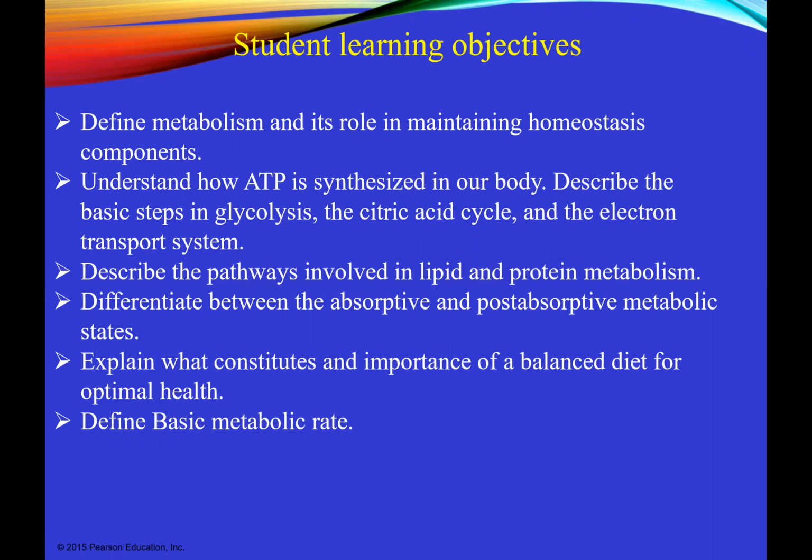The main learning objective is to understand what metabolism is and how it plays a defining role in homeostasis. See, without these two words, there's no life. We've seen since the beginning of ANP1 that homeostasis is vital for survival of the cell and then the organism overall. We'll see how the universal energy molecule in our body, called adenosine triphosphate, is made in our body.